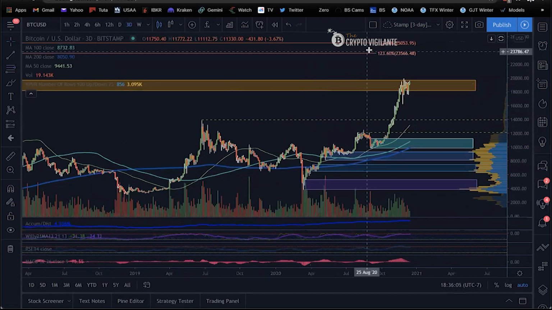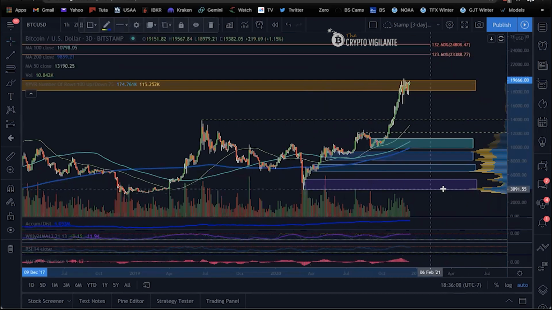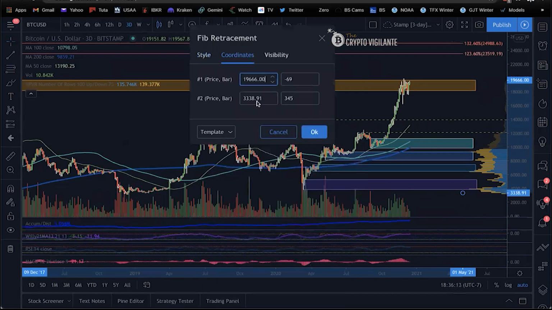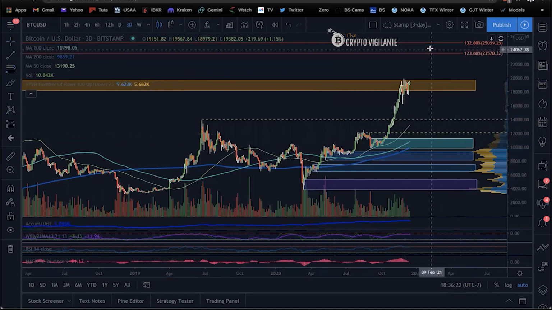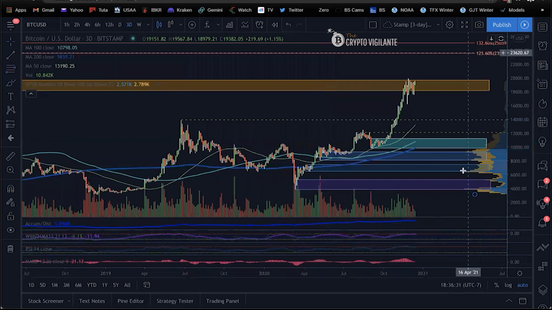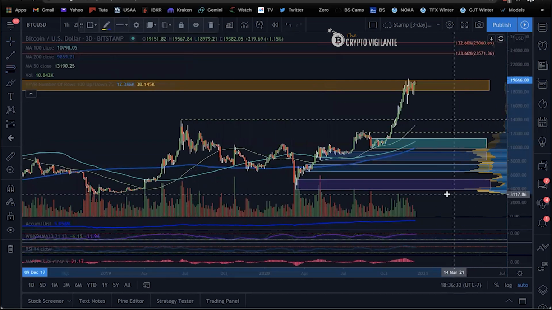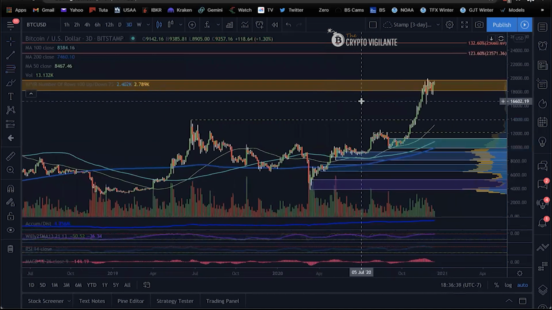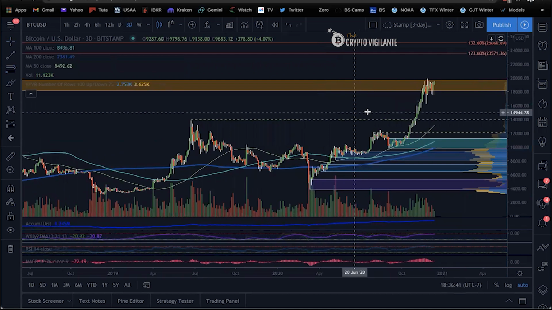Now we can extend this out here. Let's get the coordinates going. 1.2228. Okay, there it is. There we go. There's our targets: 23.5 to 25,000. There we go. Okay. There we go.